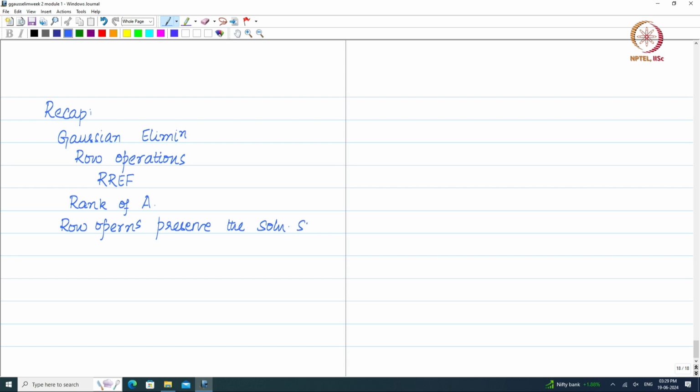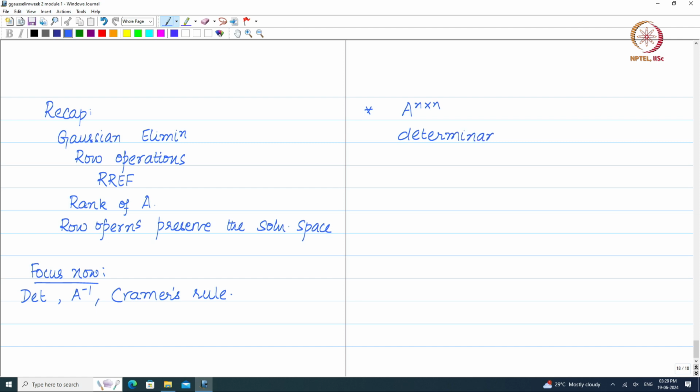In this lecture, we will look at the idea of determinants, matrix inverse and Cramer's rule. Given a square matrix A, we associate the matrix A with a function called determinant function that associates a real number with a matrix A.